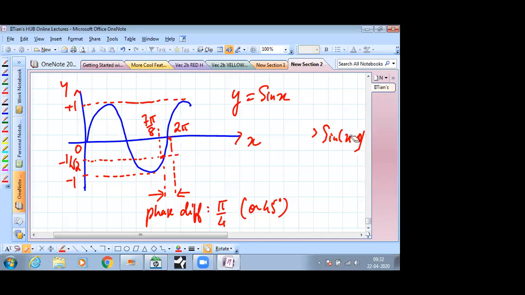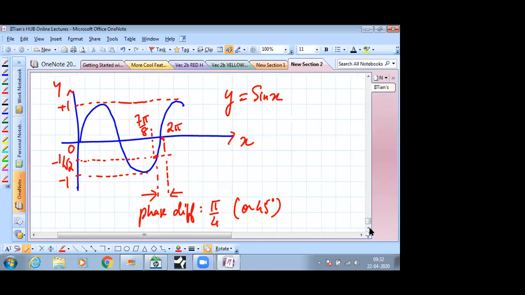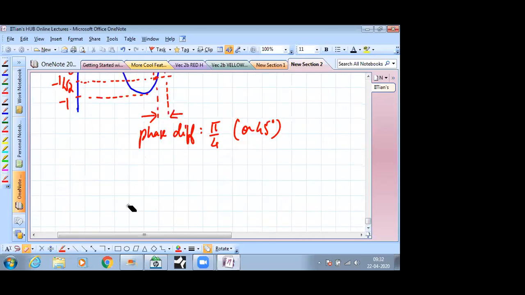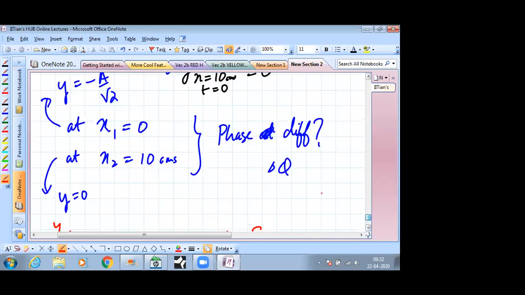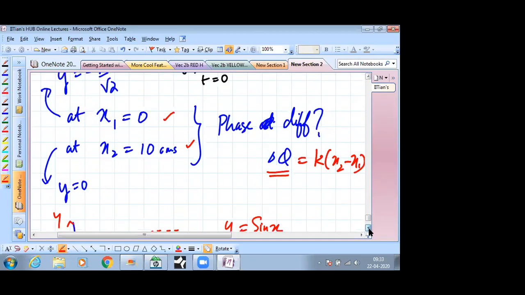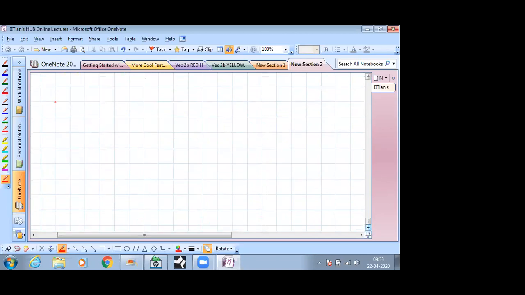Okay, so we can see that in दोनों points के बीच जो phase difference है, वो कितना है? वो 45 degrees का है या pi by 4 का है? So now I know that in my original graph, I'm talking about the phase difference between points at coordinate x1 and coordinate x2. So this is equal to how much? It is k into x2 minus x1. So this phase difference should be how much? It should be pi by 4, and this x2 minus x1 should be how much? 10 centimeters. So from that we get the value of k, and from that we can get the value of wavelength.